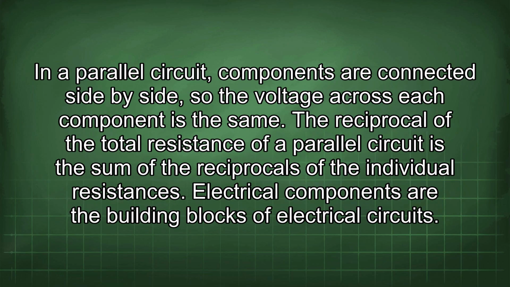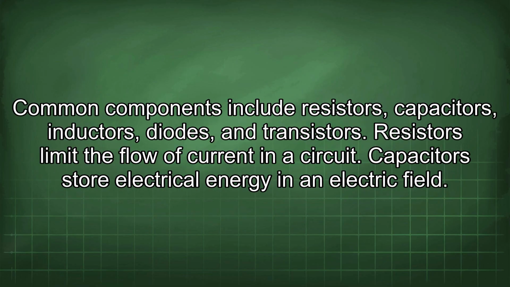In a parallel circuit, components are connected side by side, so the voltage across each component is the same. The reciprocal of the total resistance of a parallel circuit is the sum of the reciprocals of the individual resistances. The electrical components are the building blocks of electrical circuits. Common components include resistors, capacitors, inductors, diodes, and transistors.